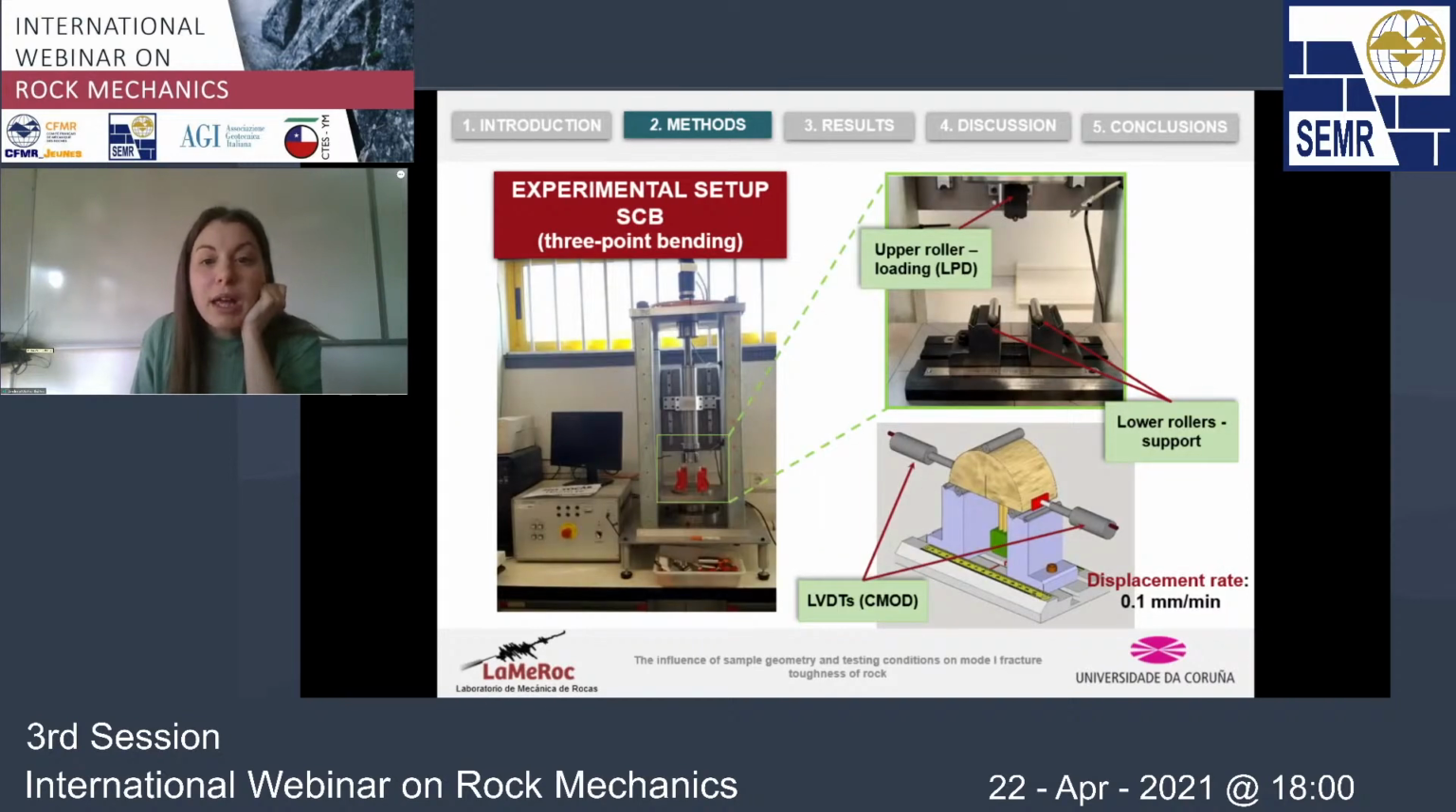And for the SCV, we have a load cell on this part of the device, and the displacement of this roller is given by the rotation of the motor. So we know that this ball screw here converts the rotation of the motor into linear displacement, and we can measure the displacement in this way.